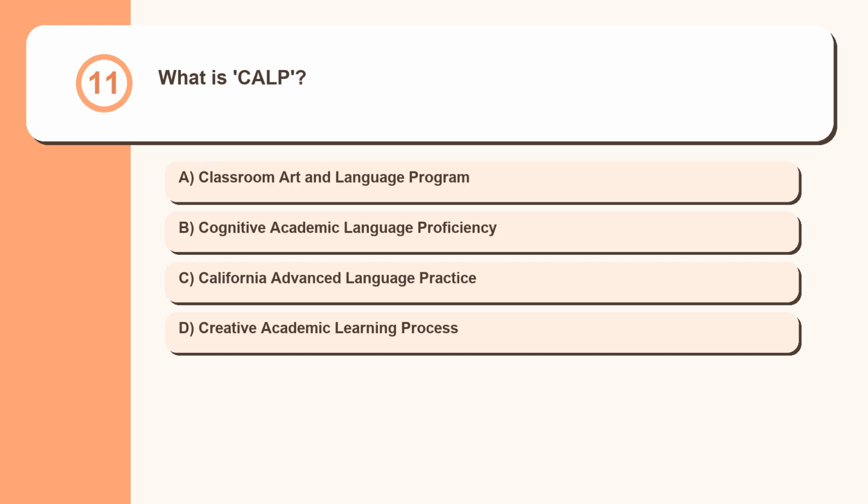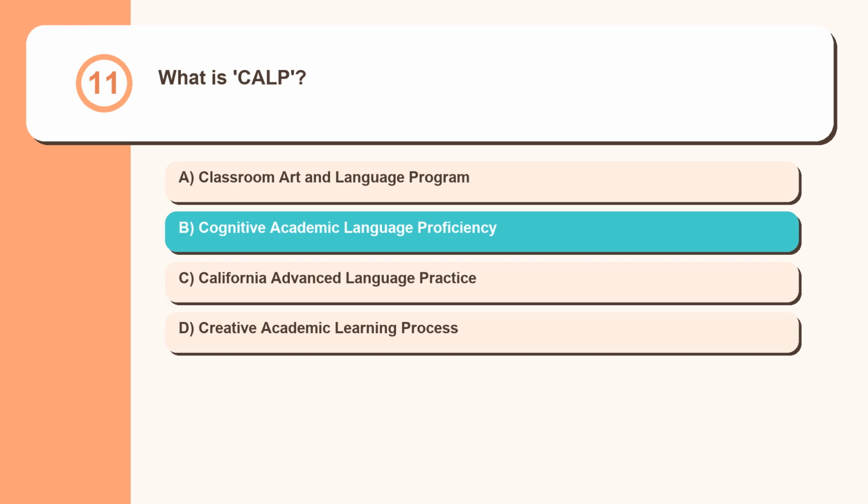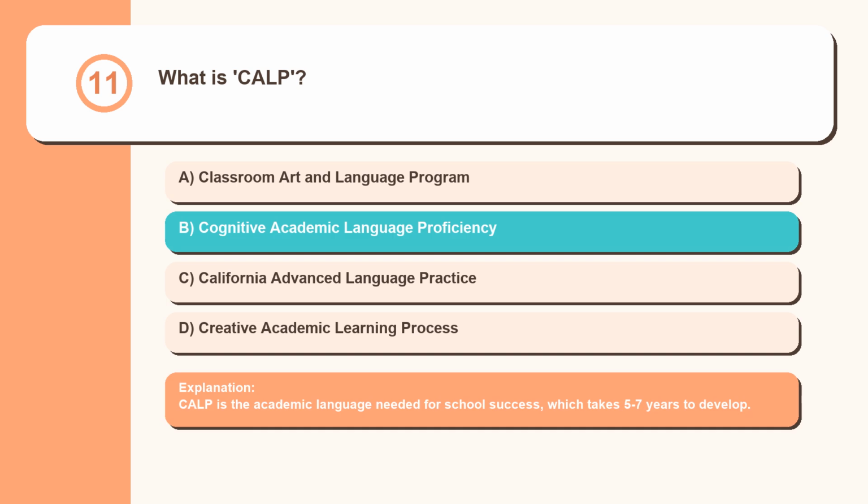Question 11. What is CALP? Classroom Art and Language Program. Cognitive Academic Language Proficiency. California Advanced Language Practice. Creative Academic Learning Process. CALP is the academic language needed for school success, which takes 5 to 7 years to develop.